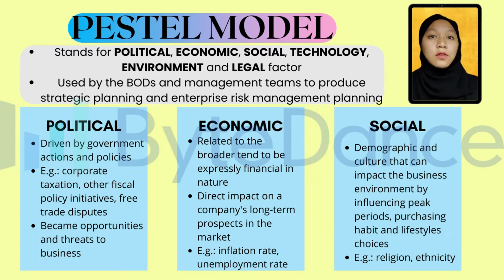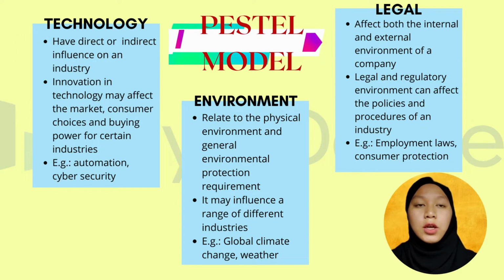The third one is social factors, such as demographics and culture, that can impact the business environment by influencing buying periods, purchasing habits, and also lifestyle choices. The fourth factor is technology. Technology may have direct and indirect influence on an industry. Next one is the environmental factor, relating to the physical environment and general environmental protection requirements. The last factor, which is the legal factor, may affect both the internal and external environment of a company. The legal and regulatory environment can affect the policy and procedure of an industry, but at the same time, it can control employment, safety, and regulation.